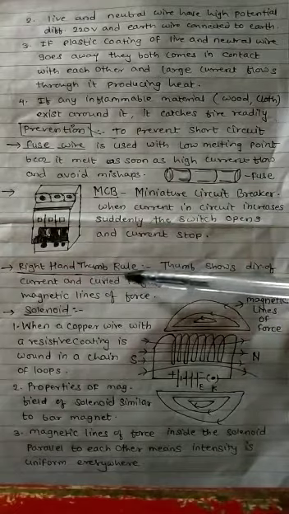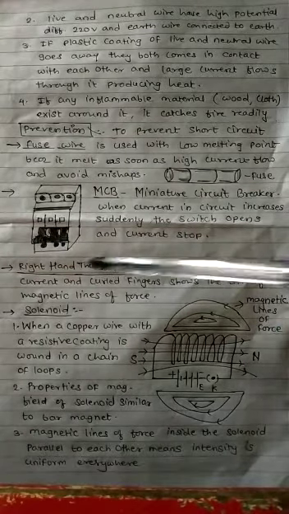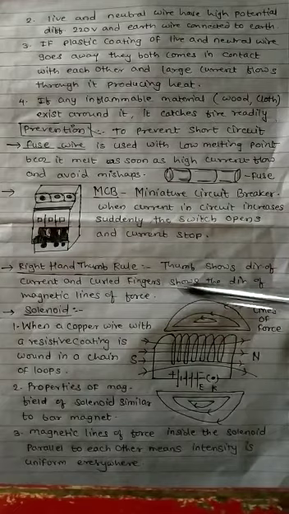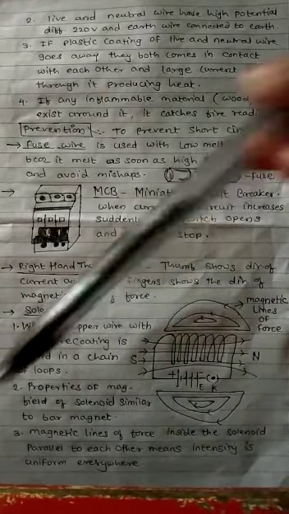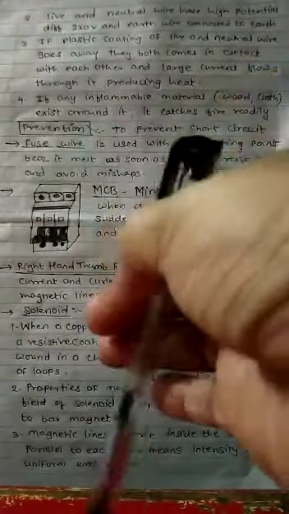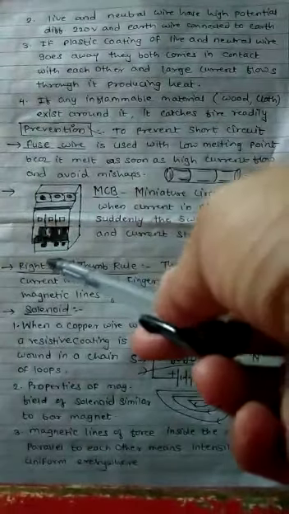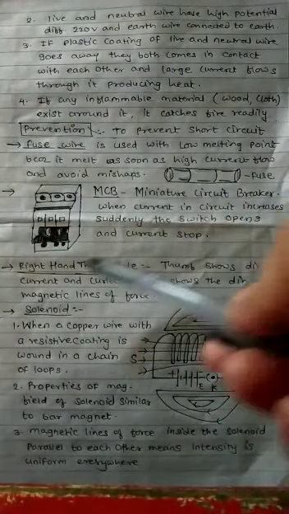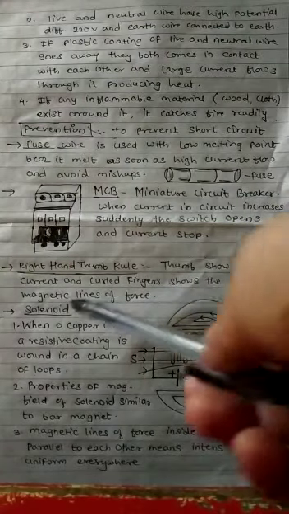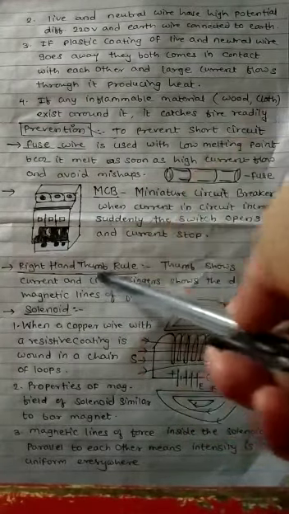Next one is the right hand thumb rule. Thumb shows the direction of current and curled fingers show the direction of magnetic lines of force. Suppose this is your conductor and you have to hold the conductor in your right hand like this. Then this thumb shows the direction of current, and the curled fingers like this show the direction of magnetic lines of force, that is magnetic field. So what is the right hand thumb rule? Thumb shows the direction of current and curled fingers show the direction of magnetic lines of force. So this is your right hand thumb rule.